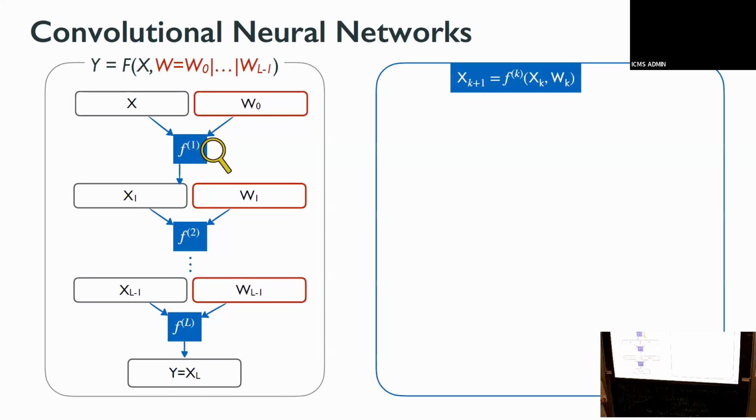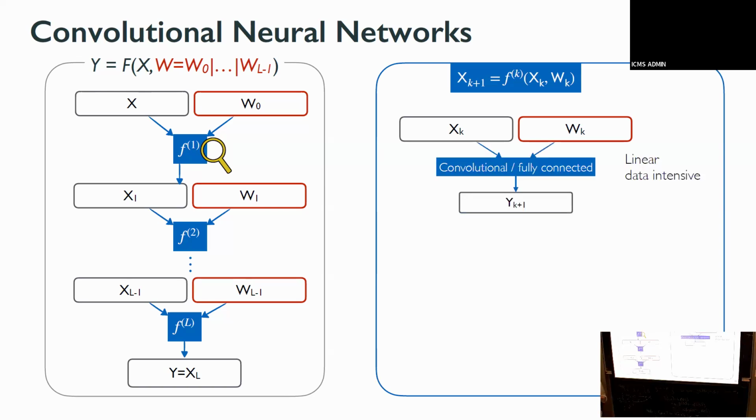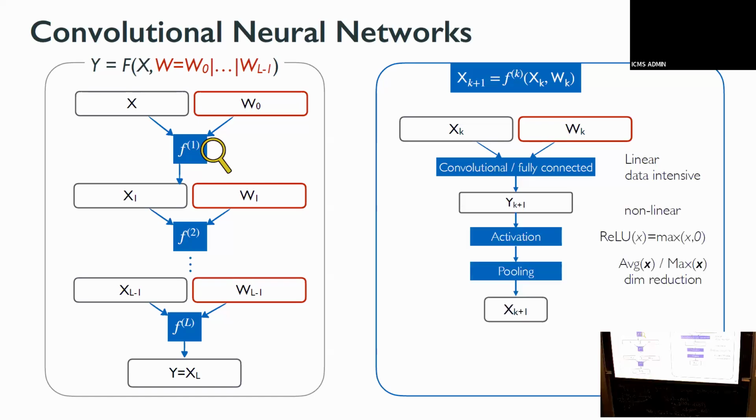What is a layer function in a convolutional neural network? And so for a layer K, what you do is that you take this intermediate input XK and this witness or model WK. And what you do is to compute a convolutional layer or a fully connected layer. And this is a computation that is linear in XK, but it's very data intensive. As we're going to see, it really kind of touches all the inputs. And then you do a collection of kind of local functions that are called activation functions and pooling.